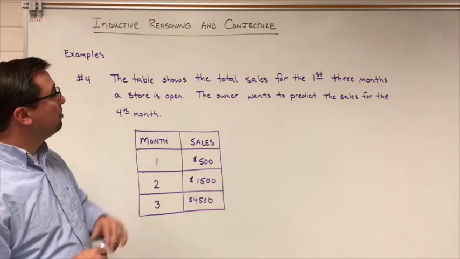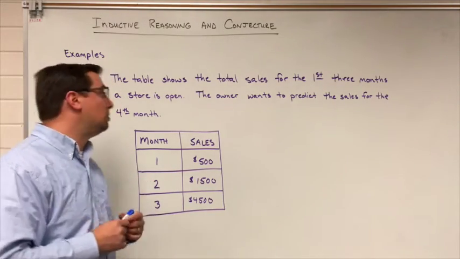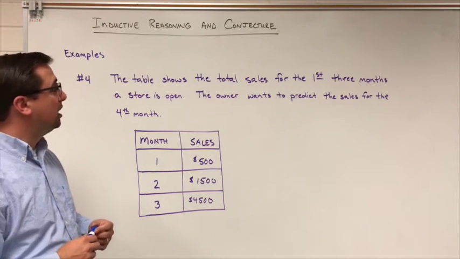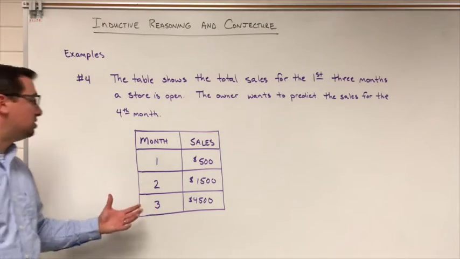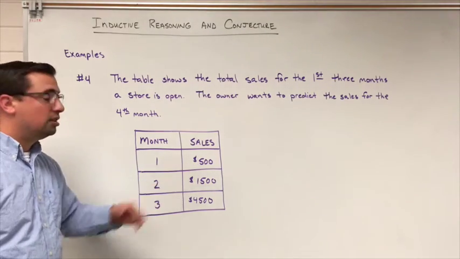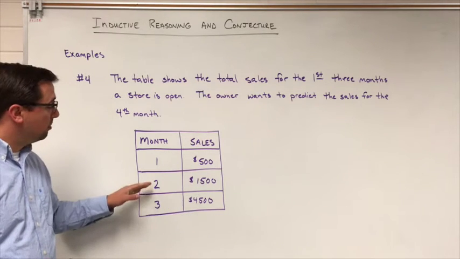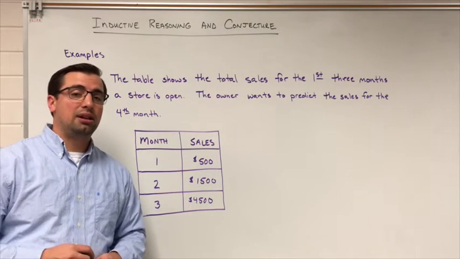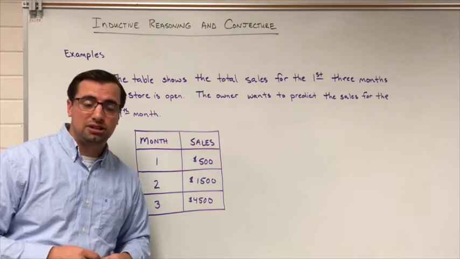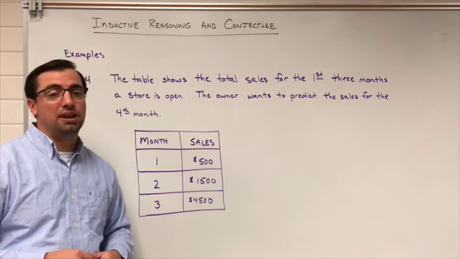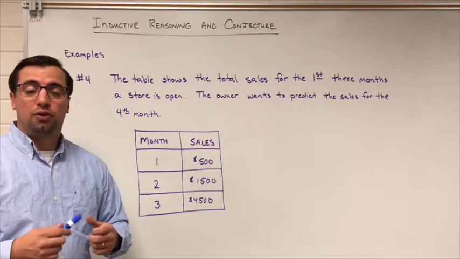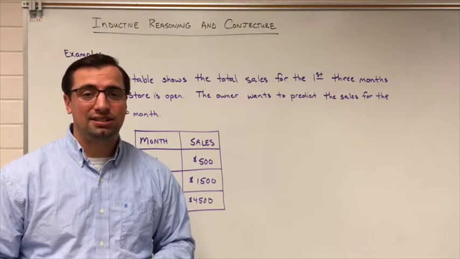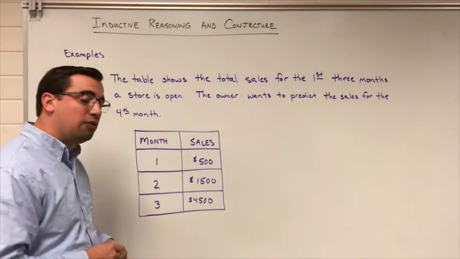The problem says the table shows the total sales for the first 3 months a store is open. The owner wants to predict the sales for the 4th month. And here's the table as you see. In month number 1, they've only made $500 in sales. In month number 2, they went up quite a bit. Instead, they had a month of $1,500 in sales. In the 3rd month, they jumped up quite a bit now, and now you have sales of $4,500. So what can this store owner predict and expect to happen in month number 4?